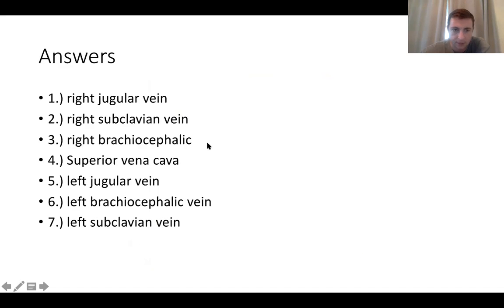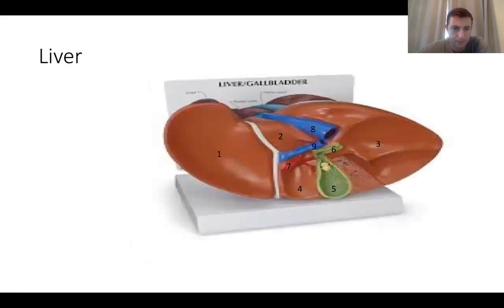Moving on, these are the answers to 1 through 7 of the jugular veins. We're going to move on to the liver. So I labeled 9 little structures in here.